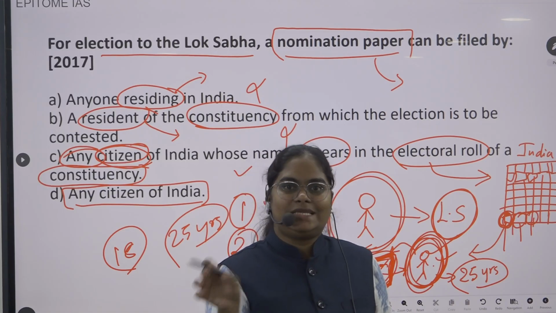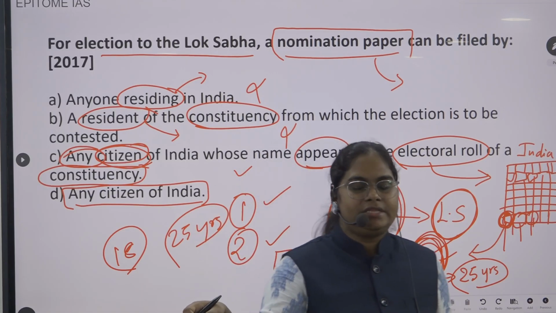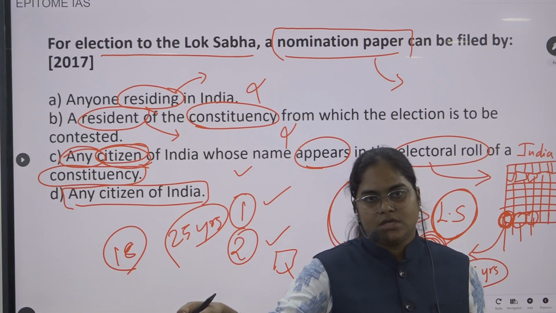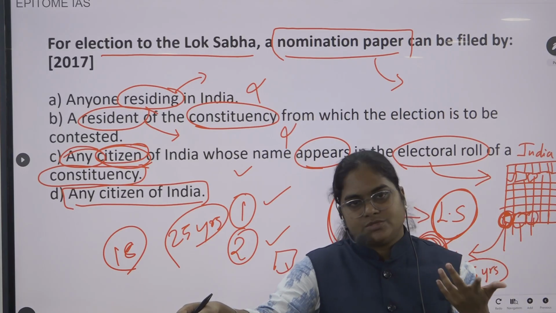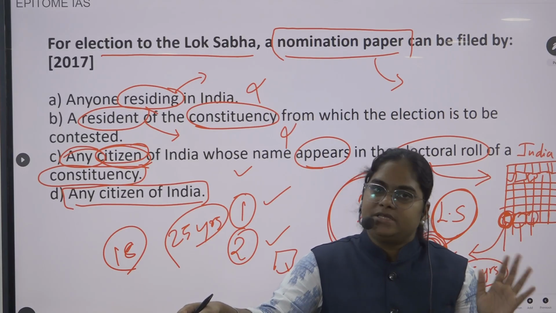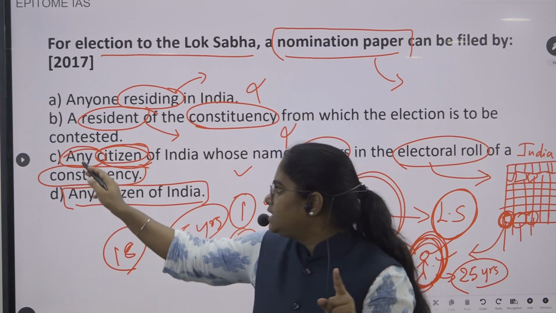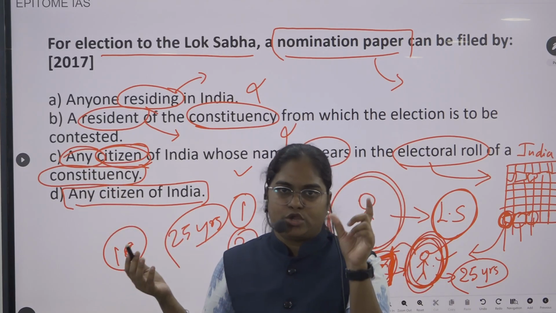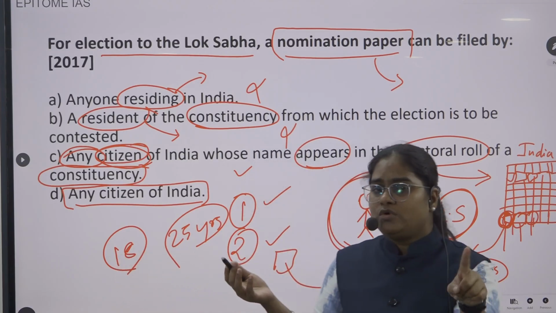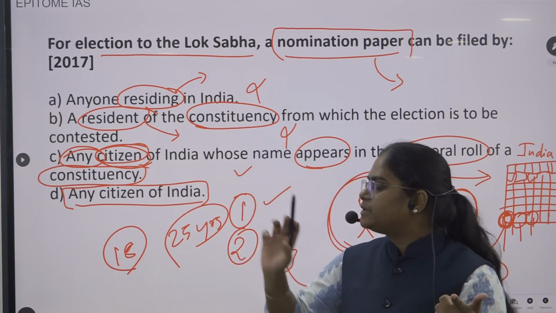One is obviously any citizen of India. No, not any citizen of India is eligible. If he is 18 years, he is not eligible. If he is 20 years, not eligible. He is also a citizen of India, but he is not eligible. But in both the cases, they have given any citizen of India. So we can't go with this particular logic. We'll go with another logic to eliminate this particular option.